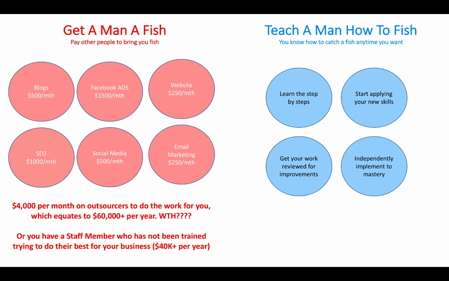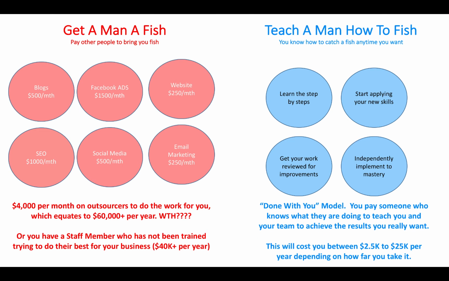Okay. And this just becomes a sequence of 4 steps that we just keep iterating through for each of the core activities. I call it a done with you model, and it's where you pay someone who knows what they're doing to teach you and your team to achieve the results you really want. And look, the thing about this is this will still cost you money as well.